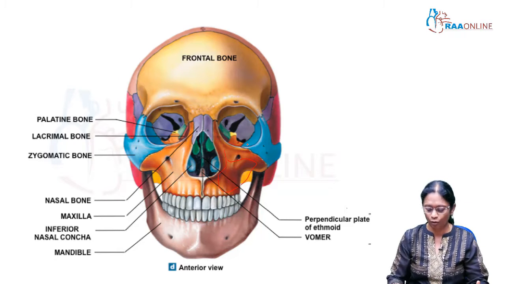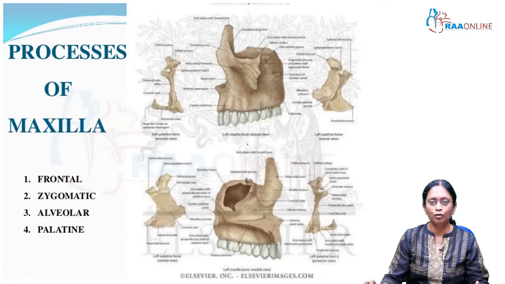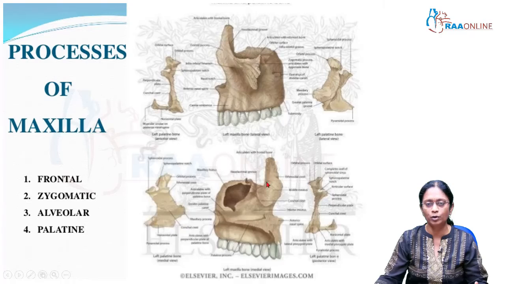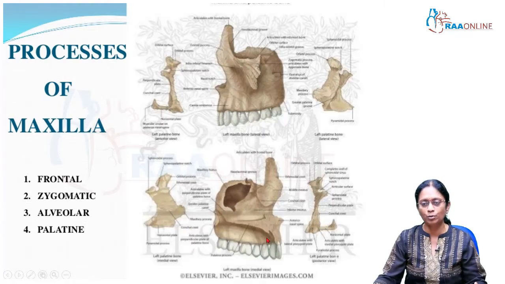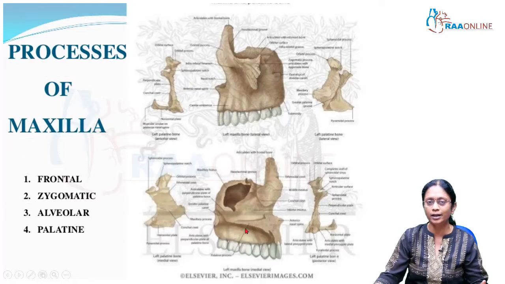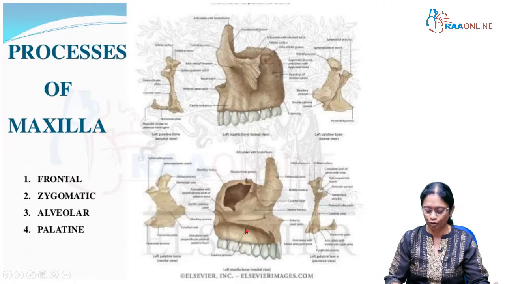It is made up of the frontal process of the maxilla, which is this portion here, the zygomatic process where the zygomatic buttress comes and sits over it, the alveolar process that is here, and then the palatine process. So these are the four processes of your maxilla.